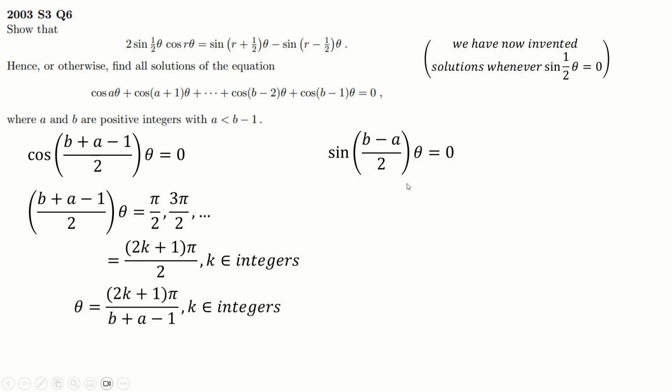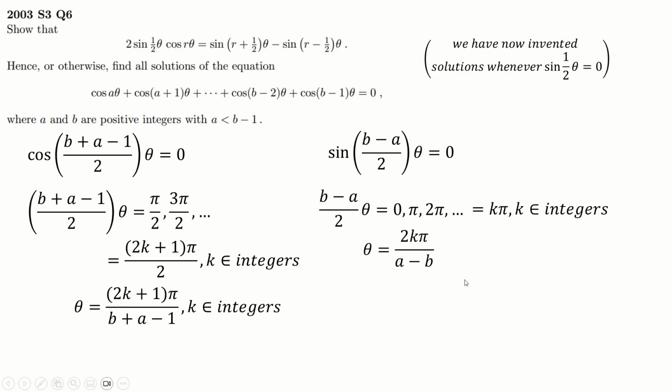And now over here, same kind of thing. But of course, sine is 0 at 0 and pi and 2 pi and so on. So it's just k pi where k is some integer. Now we can times by 2 divided by b minus a, except at this point, we just need to go back up to here for a second and say, okay, well, we invented solutions wherever sine of a half theta was 0. Now that happens at a half theta equals k pi.